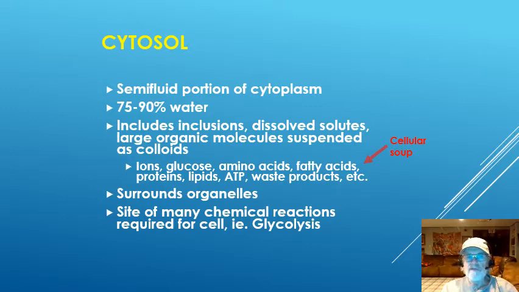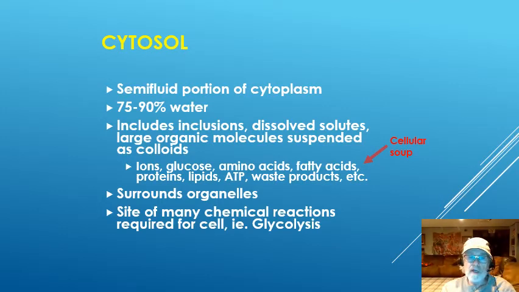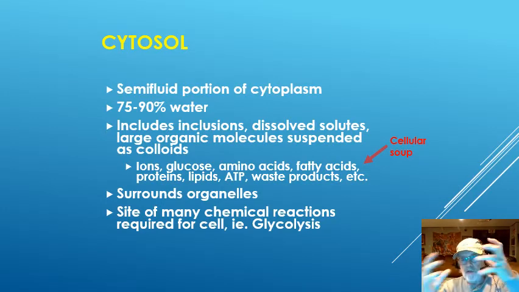Cytosol is about 75 to 90% water. Most of it's water. It's semi-fluid, and semi-fluid because there's a lot of stuff floating around in it, okay? And what's floating around in that? Again, these inclusions, which are chunks of materials, like the proteins floating around inside there, dissolved solutes, potassium, other types of ions, large organic molecules, and they're called colloids because they're suspended. So it creates almost like a gel, okay?